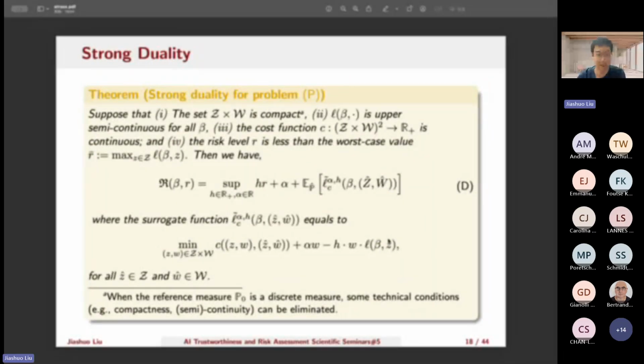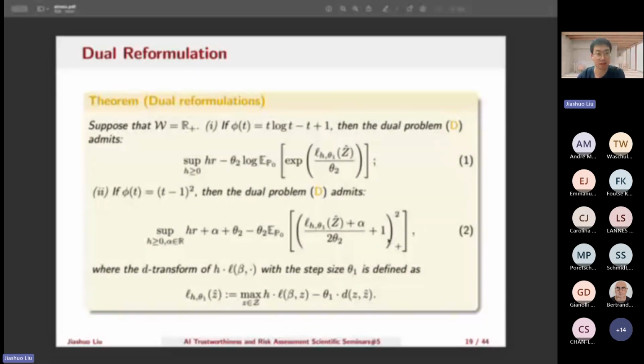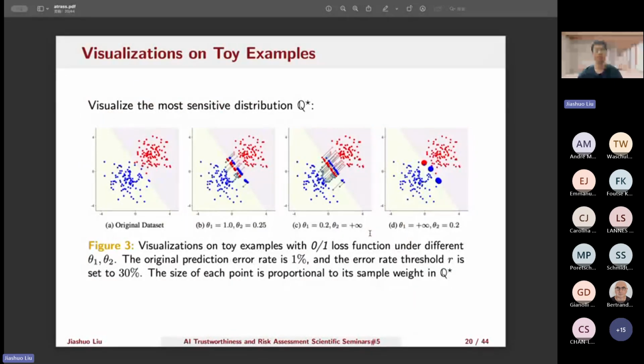Based on our formulation, we prove that strong duality holds. With strong duality, we can derive the dual reformulation of our objective. Based on this dual reformulation, we can compute our metric easily, and we can compute it for neural networks and large language models. Here we provide a visualization on toy examples. This is a binary classification task.